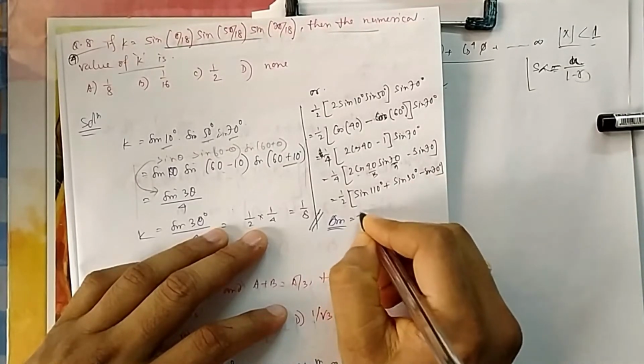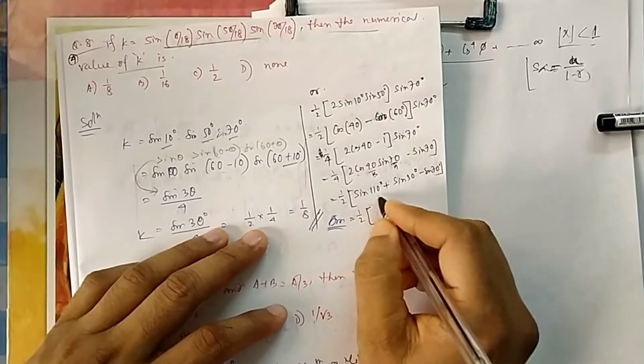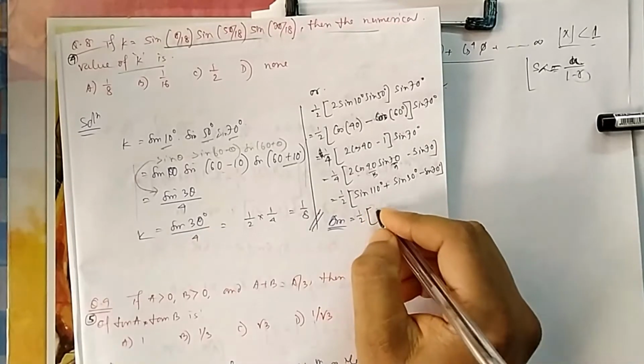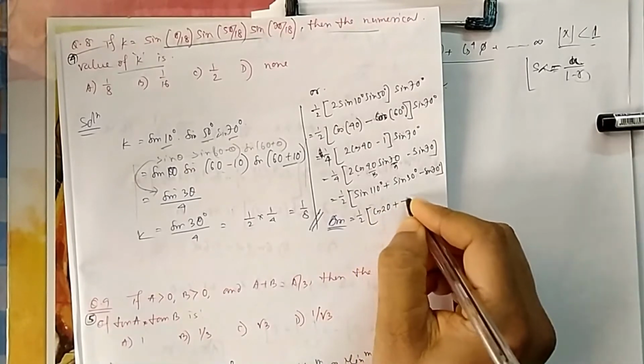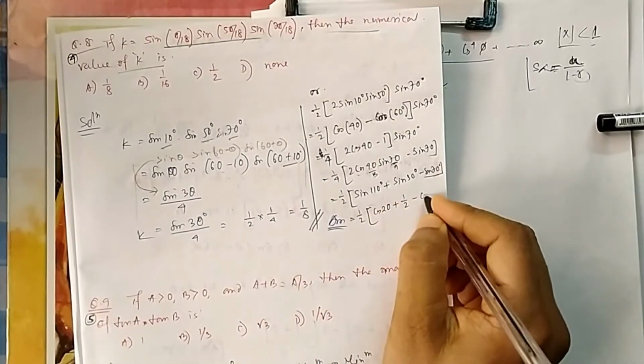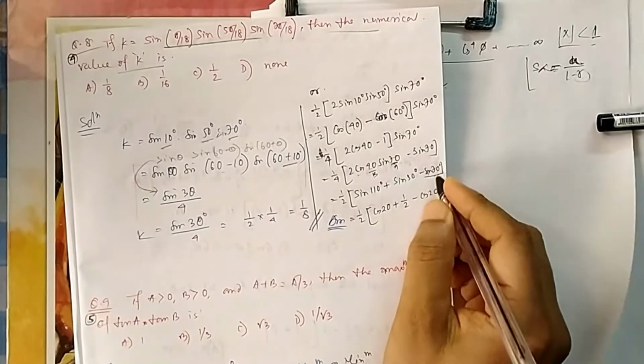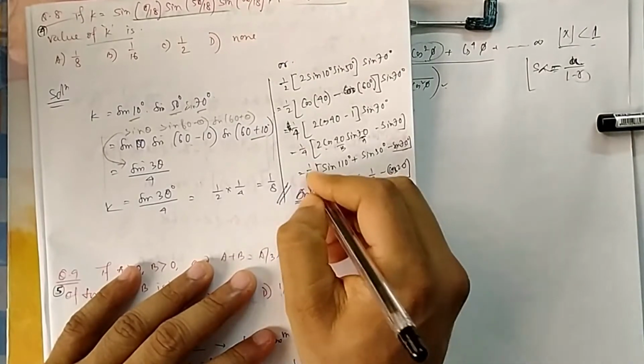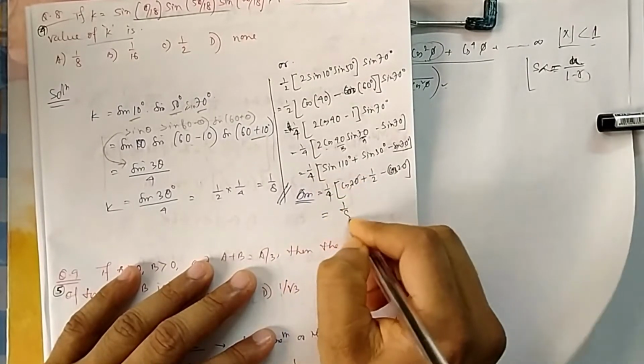Sin 30 is half. Now what is sin 110? You can write it as sin (90 plus 20), which is cos 20. Plus sin 30, which is half. What is sin 70? By complementary angles, the complement of sin is cos and the complement of 70 is 20, so it is cos 20. So cos 20 gets cancelled. It is 1 by 4 times a half, so ultimately you will get 1 by 8.